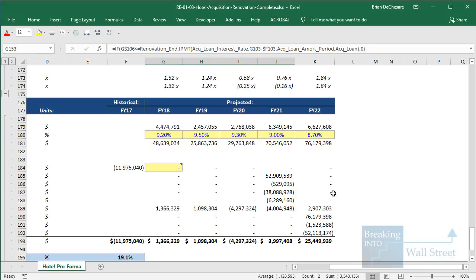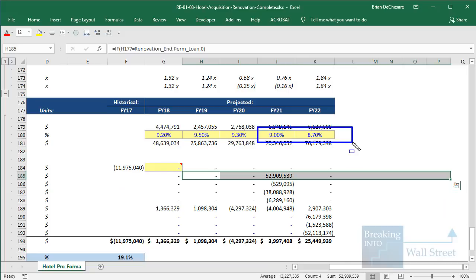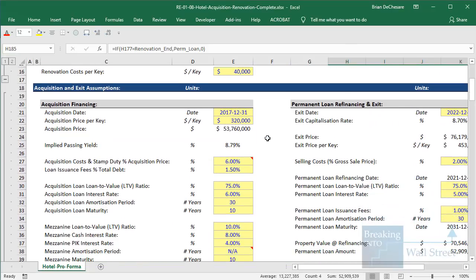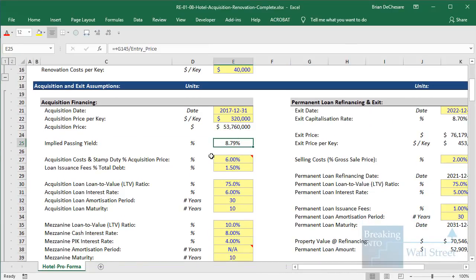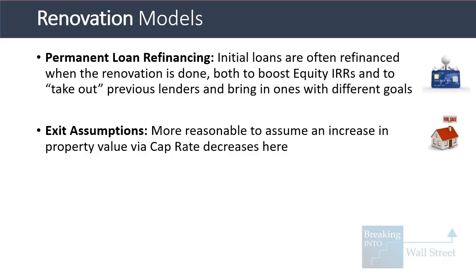And then in terms of the returns here, we assume that this property is sold for around a 9% or 8.7% cap rate. If you look at what we purchased it for, the cap rate was around 8.8%. So it's not exactly a huge improvement, but it's a modest improvement. We buy it for 8.8%, we sell it for 8.7%, meaning the property's value has gone up, its NOI has certainly gone up, and so its exit price is substantially higher than its purchase price. So that's a quick example of a hotel renovation model.